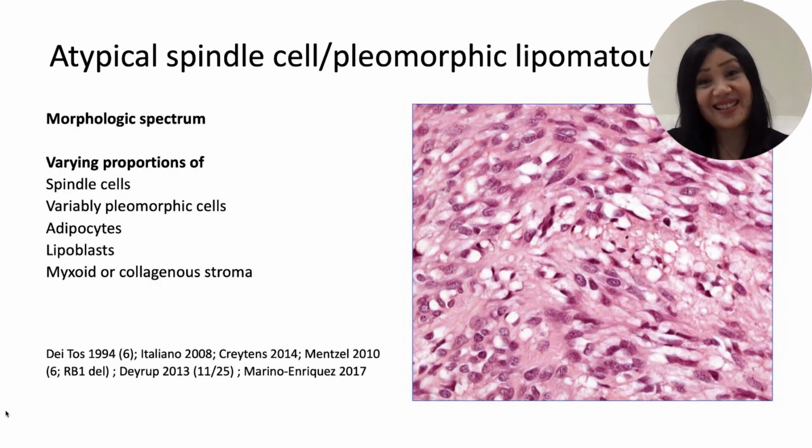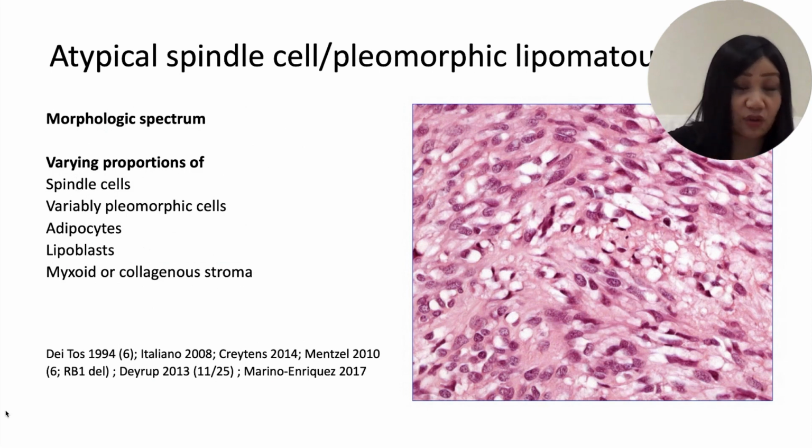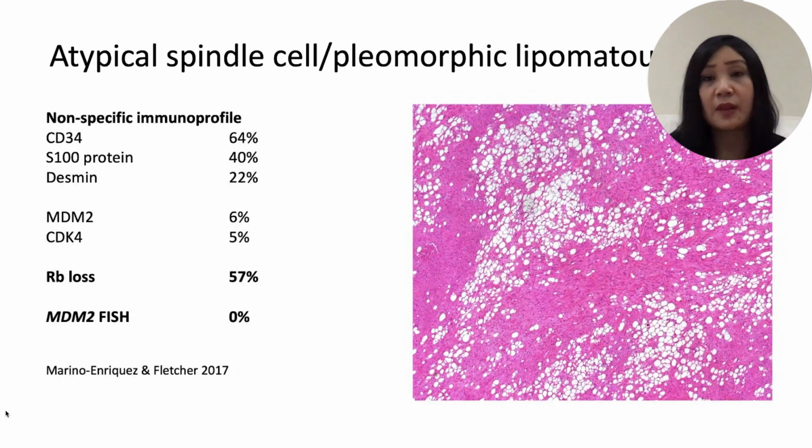So the thing for us to remember is that these are infiltrative tumours, most frequently occurring in extremity sites, either deeply or superficially, with variable amounts of spindle cells, which are variably pleomorphic, and variable numbers of adipocytes and lipoblasts in a myxoid or collagenous stromal background. Immunohistochemistry doesn't help us. The immunoprofile is non-specific.